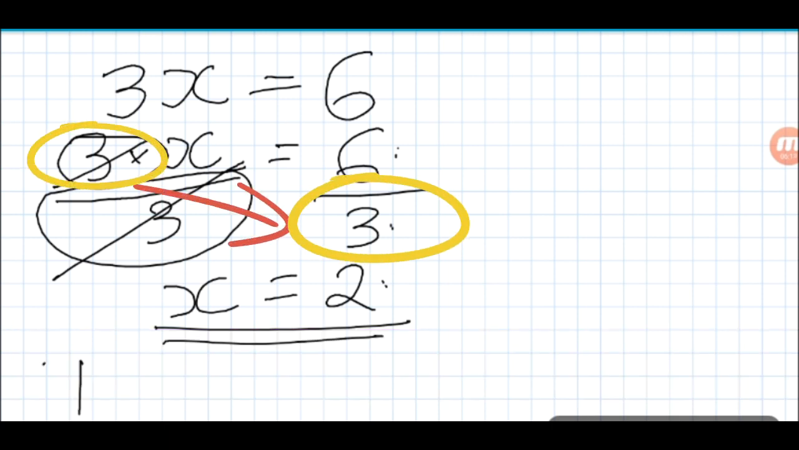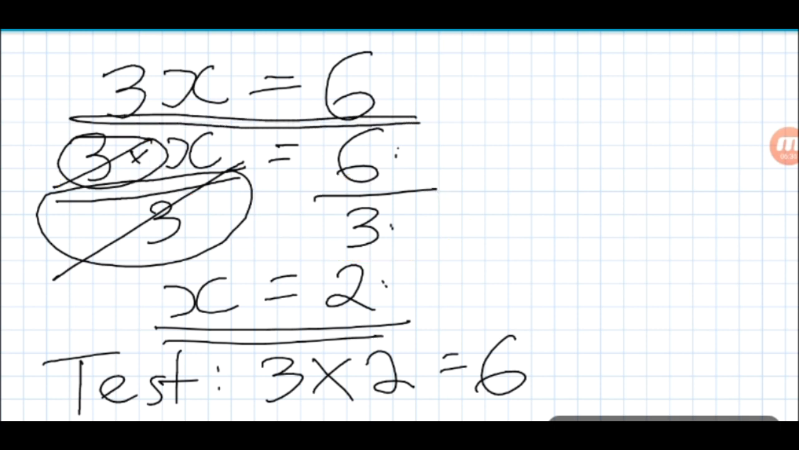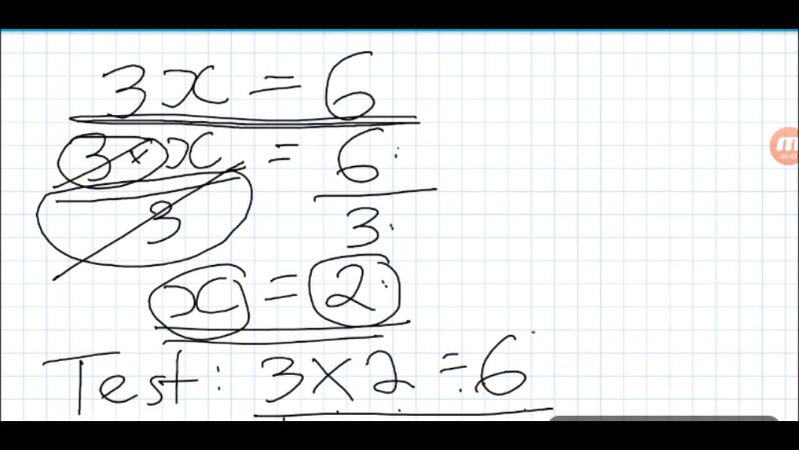What you might want to do as a test is to substitute the value of x, which is 2, into the equation. So 3 times x becomes 3 times 2, equal to 6. So in this initial equation, you are now putting this number where every x is. 3 times 2 is equal to 6. And because this looks correct, this answer, x is equal to 2, is correct.